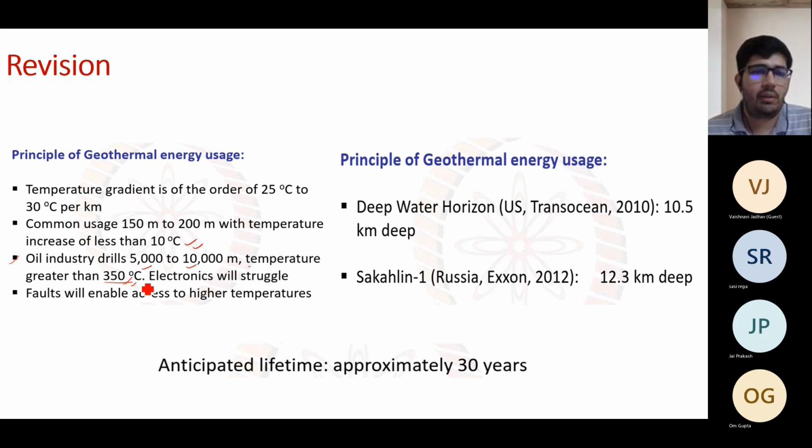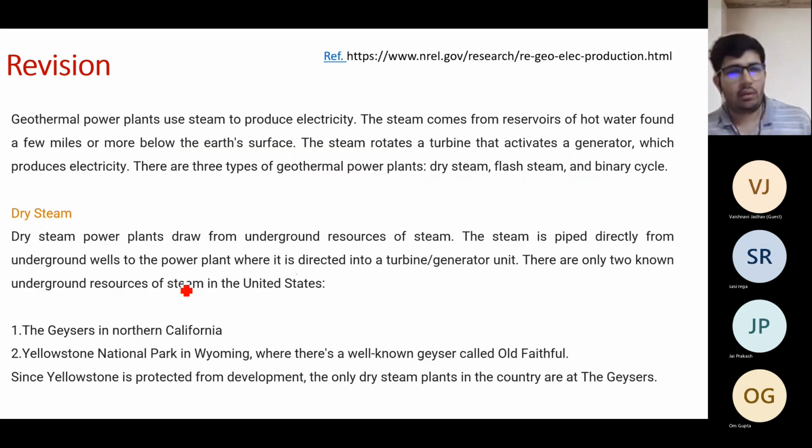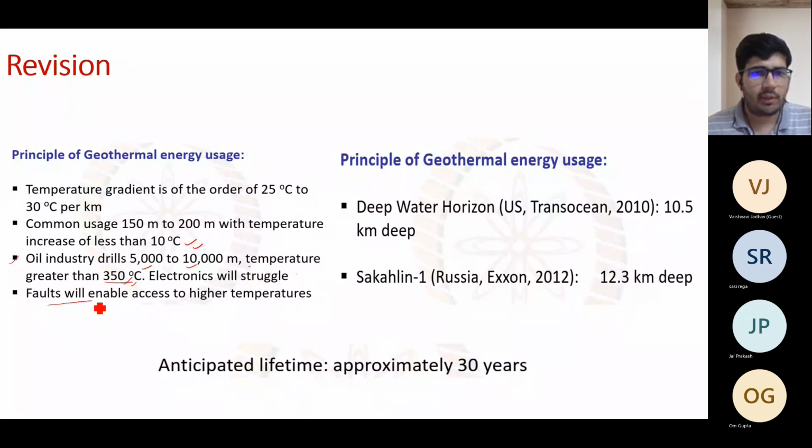They are getting more than 350 degrees, a huge temperature, but the electronics struggle at this depth. Faults will enable access to high temperature. There are some faults on the land in some areas, and that will enable access to higher temperatures. We can access it from the faults, some cracks on the land. So from that we can get the temperature difference easily.